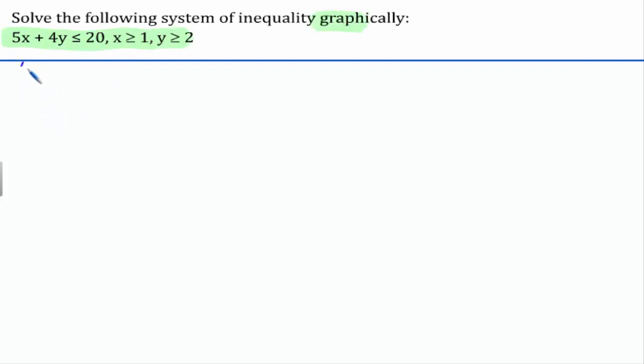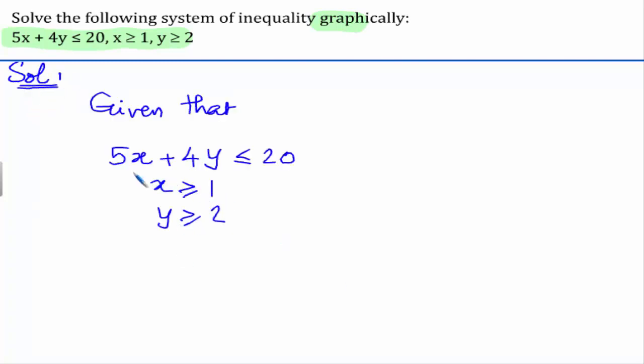Here also, in this problem, we need to solve the given system of inequalities using the graph. Let us see the solution for this. Now, the given inequalities are 5x plus 4y less than or equal to 20, x greater than or equal to 1, and y greater than or equal to 2. Let us consider the first inequality, that is 5x plus 4y is less than or equal to 20.